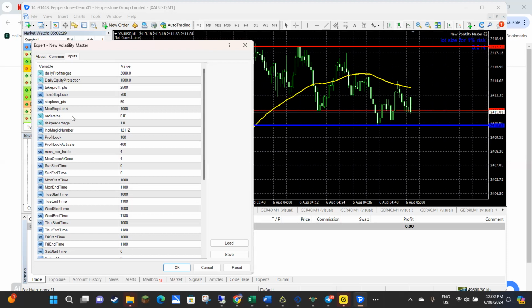Order size, that is your lot size. So that's the size of your trade. By default, it's set at the smallest possible trade size. Now, depending on your broker, and particularly with indices like US 30, your broker may have a minimum lot size greater than 0.01. So you would have to change it to the broker's minimum at least.